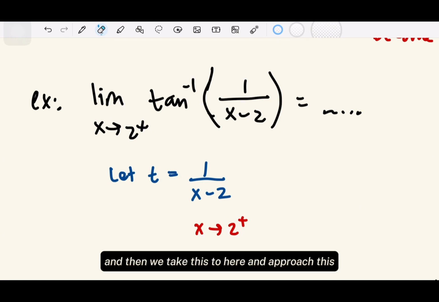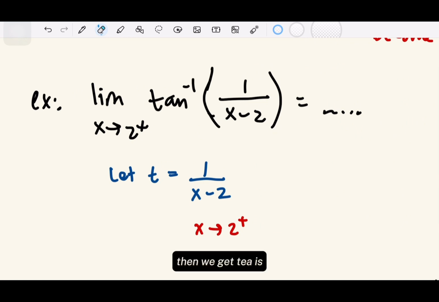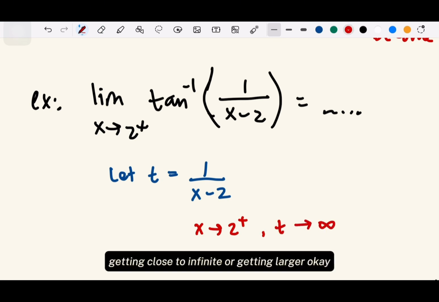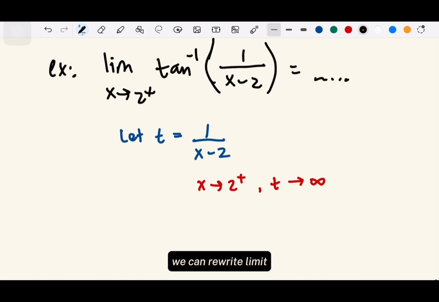And then we take this to here and approach this, and we see that t is getting larger, right? So as x gets closer to 2 from the right side, then t is getting close to infinity, or getting larger. So we can exchange this by this new definition. We can rewrite the limit. Let me write again here.